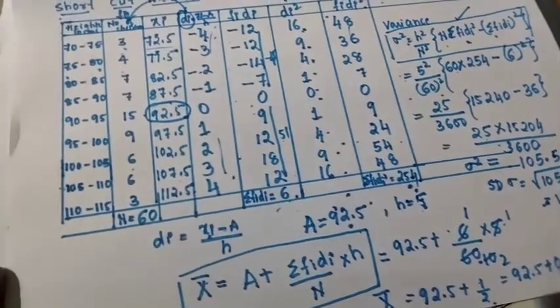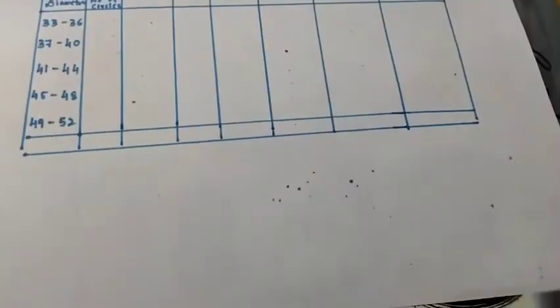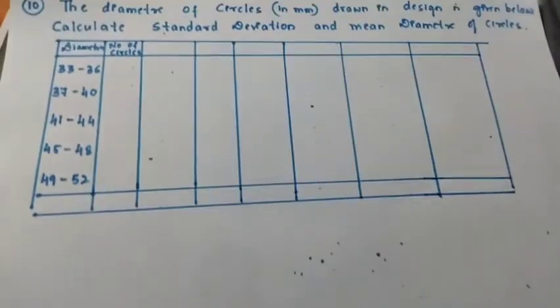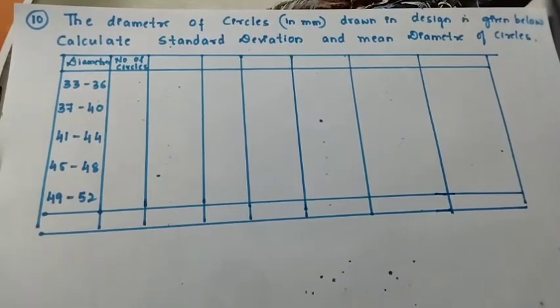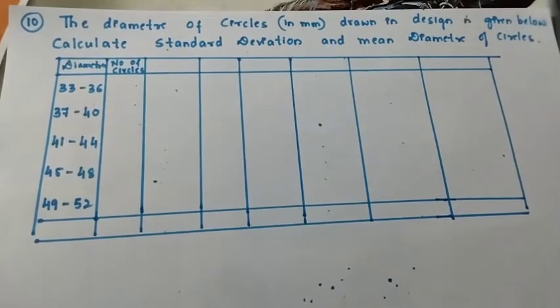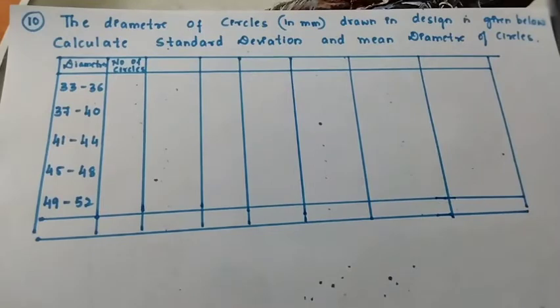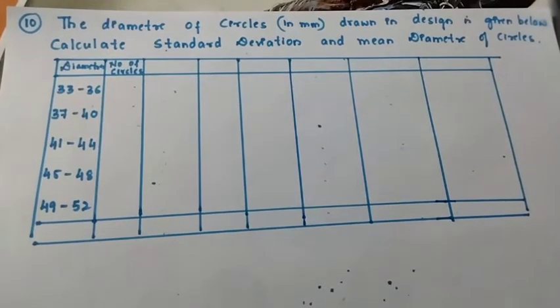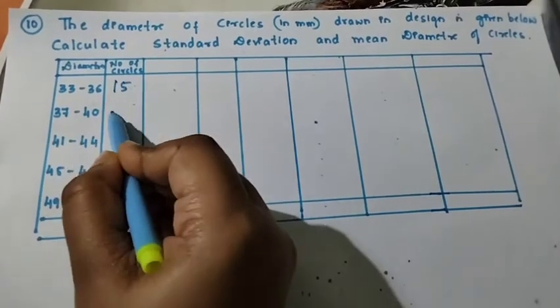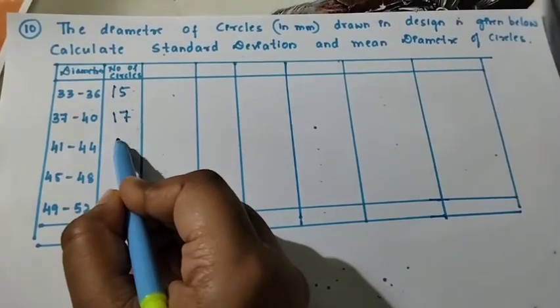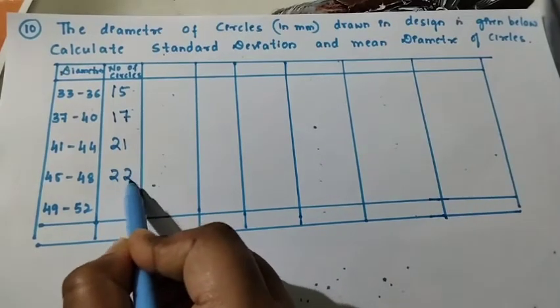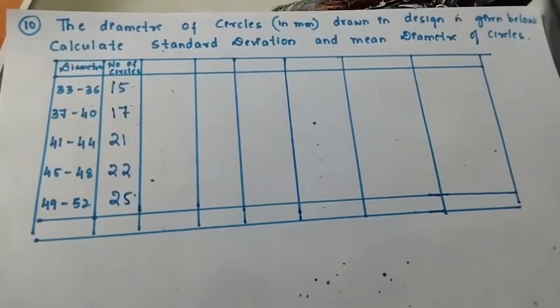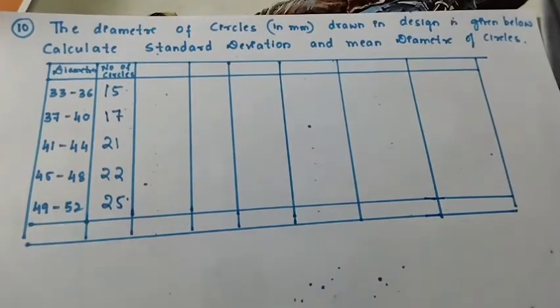Okay, so we'll see one more example based on the same concept. The diameters of the circles drawn are given below. Calculate the standard deviation and mean diameter of the circles. Here the class intervals are given, and the frequencies are also given: 15, 17, 21, 22 and 25. So these are the frequencies given to you.